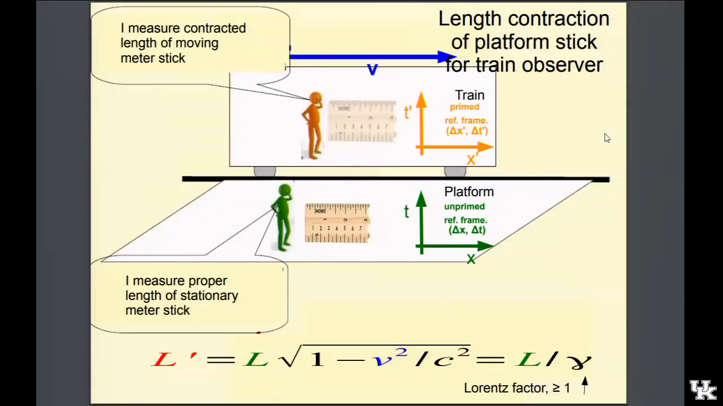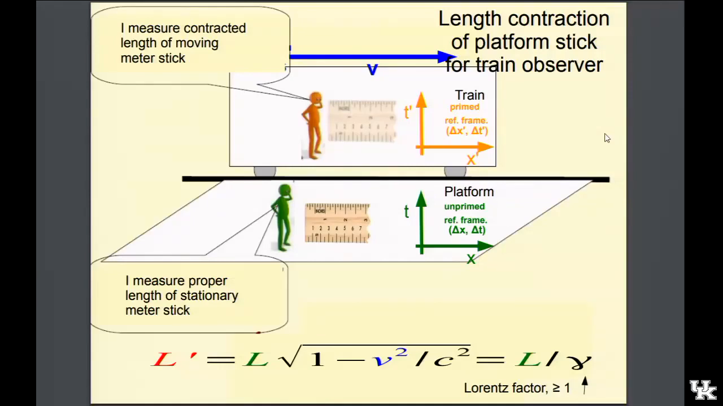In this particular slide, I've taken the perspective of the platform observer, and I've said the train is moving, the platform is at rest. That's just a choice of perspective. Both would be perfectly valid. I got rid of the station clock and the train clock, and I replaced them with meter sticks: every station and every train has a meter stick. So this is the platform meter stick, and this is the train meter stick.